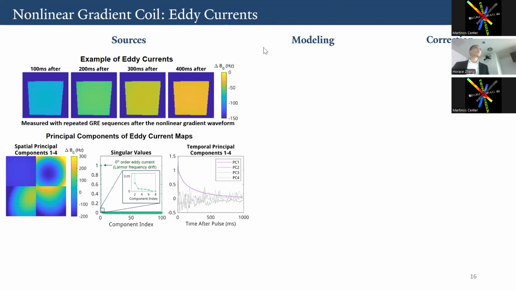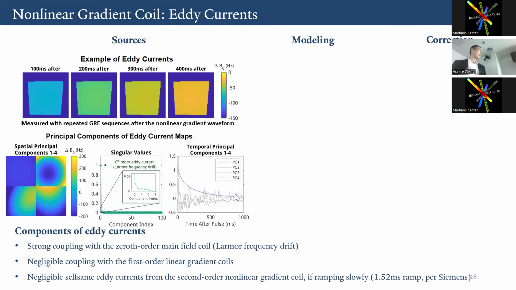They're basically flat, but changing with time, suggesting it's the B0 eddy current, which is also known as the Larmor frequency drift. And it's also confirmed by the quantitative analysis of the principal component analysis, showing that the most significant component is the 0th order eddy current, and this is its time curve. So the temporary conclusion here is that it has strong coupling with the 0th order main field coil because the nonlinear gradient coil itself is the 2nd order coil. But it has negligible coupling with the 1st order linear gradient coils, or from itself if we ramp slowly. For now, we're using the 1.52 millisecond ramp, just like the Siemens gradient.